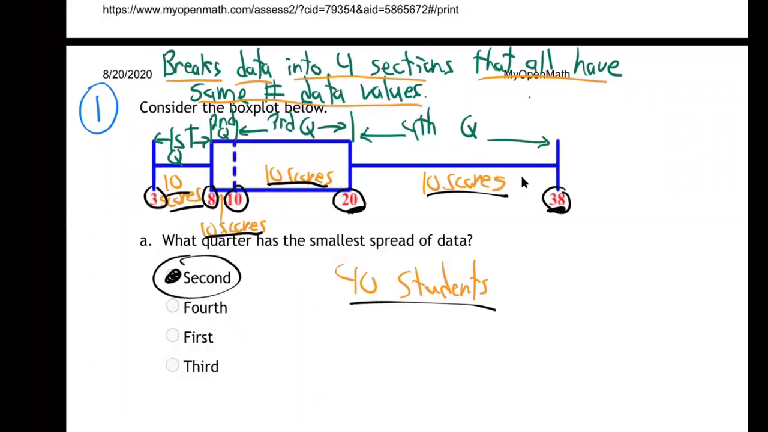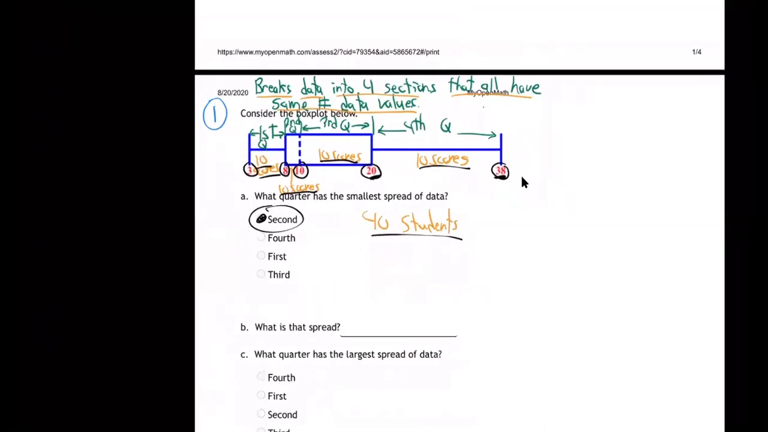So that second one is the most narrow of the 4 quarters, right? 10 students got a score between 8 and 10. That's a lot of 8s, 9s, and 10s, right? 10 students got in that narrow zone. That's right. Let's go to question B now.